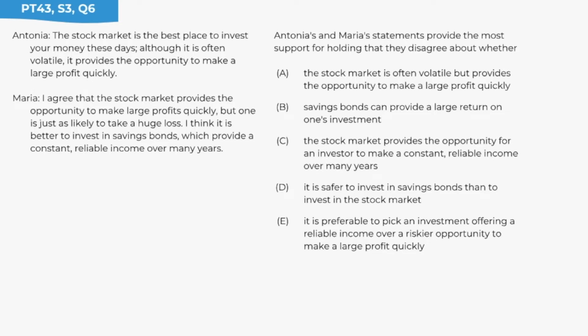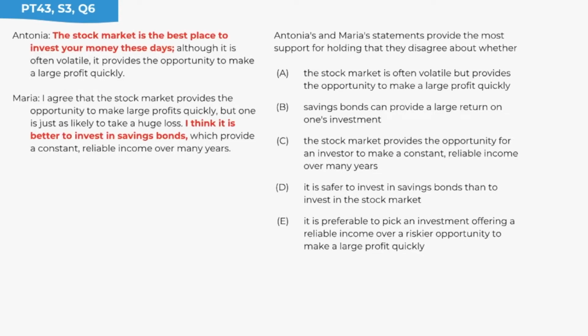Now, notice what Maria is suggesting. It's a recommendation. I think it is better to invest in savings bonds. While Antonio is saying that the best place to invest your money these days is in the stock market. So what they disagree about is what the best place is to invest your money. Antonio is saying that it's the stock market. Maria is saying that it's savings bonds. What they disagree with each other about is where is the best place to invest your money. Okay, so now we have the disagreement identified. We can move into the answer choices.